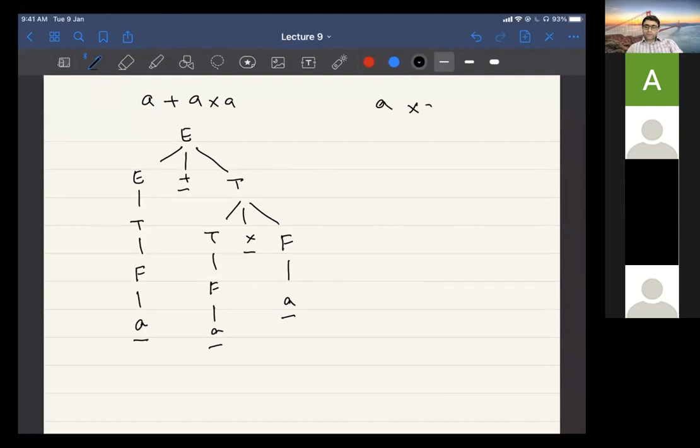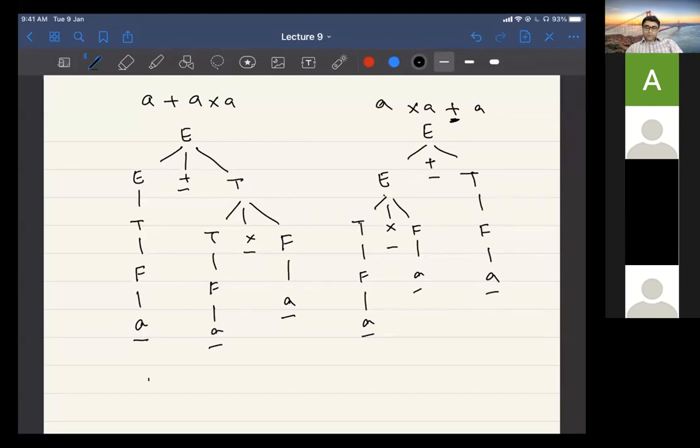On the other hand, if we have A times A plus A, then we know that we have to start with E, and our pivot again would be the plus, because there is only plus found in the start variable, right? So we have plus here, so we have E, we have T. Since this aligns with this plus here, on the right-hand side of the plus, we have just one terminal symbol A. So this has to be the other way, right? So this E will be T times F. This would be F, this would be A, and this would be A. So you can see that we have A times A plus A. Over here we have A plus A times A, and over there we have A times A plus A. So these are two derivation trees.